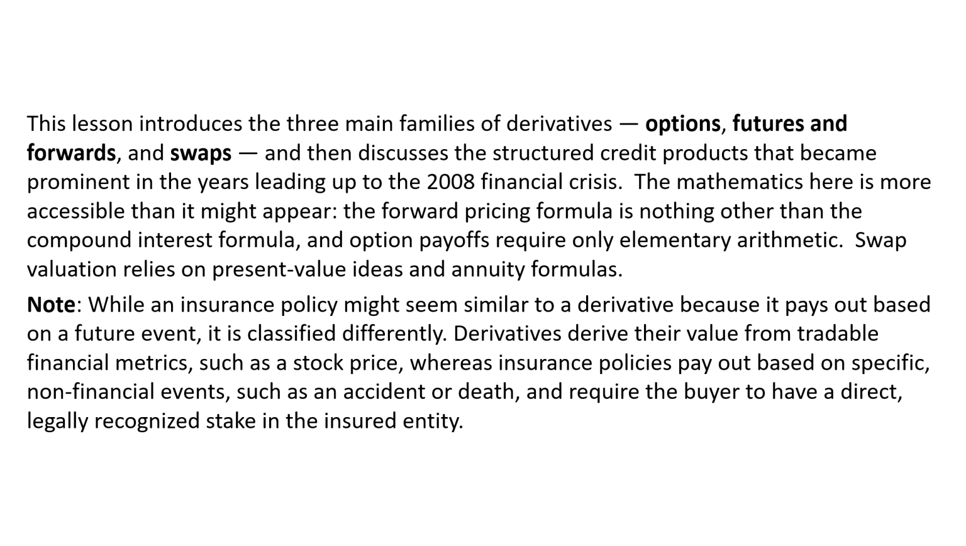In the remainder of this lesson, we're going to talk about the three families of derivatives: options, futures and forwards, and swaps. And then we'll discuss the structured credit products that became prominent in the years leading to the 2008 financial crisis. The mathematics here is fairly accessible. The forward pricing formula is nothing other than the compound interest formula. And option payoffs require only elementary arithmetic. Swap valuation relies on present value ideas and annuity formulas that we talked about in previous lessons.